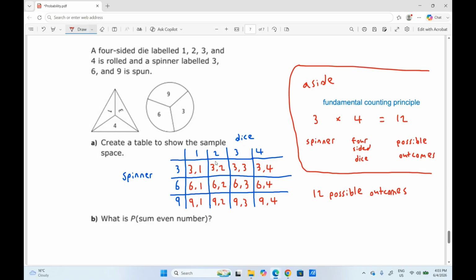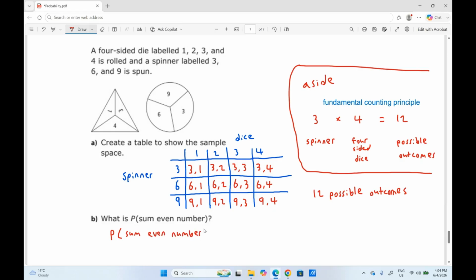So if you just wanted the total possible outcomes, you can always just use the fundamental counting principle. Or you can draw a table, a sample space table, or draw a tree diagram if you would prefer a visual. Now, the reason why we were recommended in A to draw a sample space table is because of the question they're asking in B. The question they're asking is, what is the probability of getting a sum that has an even number?